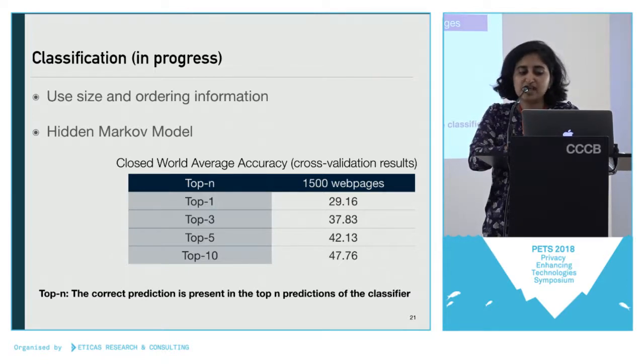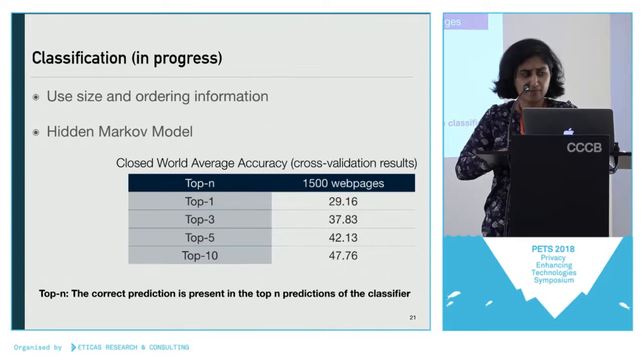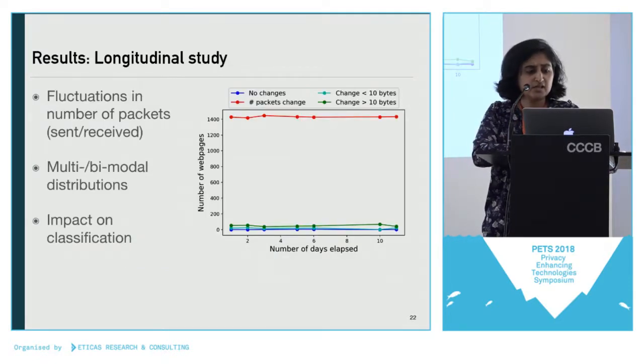So at the moment, I have cross-validation results that show average accuracy for about 1,500 web pages. And we are also looking at the top N accuracy, which means that the correct result is present in the top 10 guesses of the classifier. So at the moment, our top one is about 29% accuracy, and the top 10 is 47%, which is not bad, but it's not amazing either. And I'll come back to that.